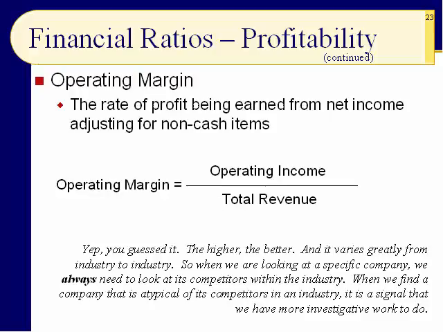Slide 23, the operating margin. This one is in Yahoo. This one is in Canada's Yahoo Key Statistics webpage for Ford. And this is looking at the rate of profit being earned from the net income, adjusting for the non-cash items. So what we're going to do is look at the operating income or loss. And so we have to go down the income statement to find operating income.